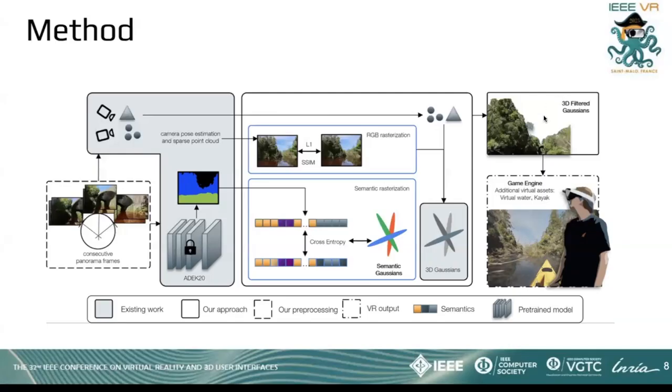And with our approach, what we can do, we can, for example, remove the sky like here, and then add it to our game engine, add some virtual assets like the water or the kayak, and then a person can move freely in our Gaussian splatting created world.